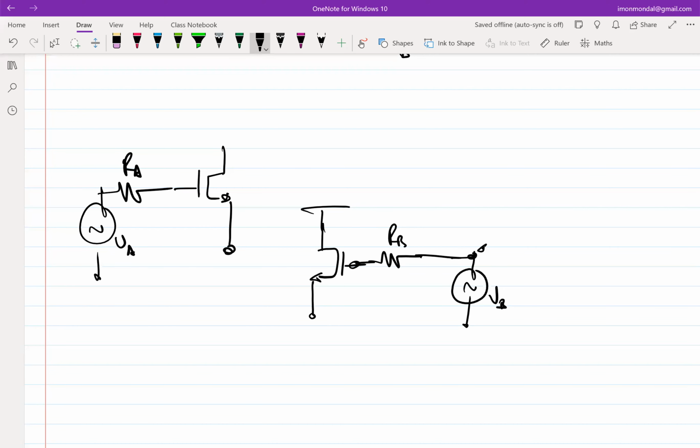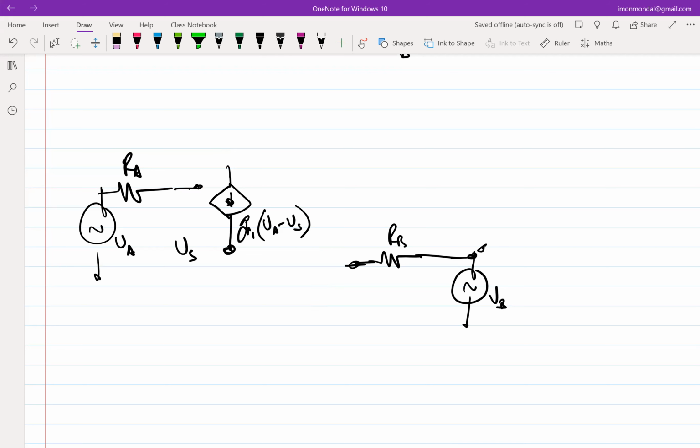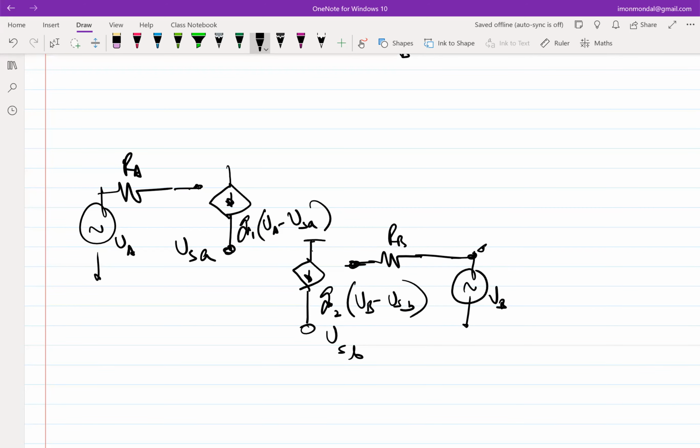So what should I do? Even though I'm drawing transistors, this is an incremental sense, so let me replace the transistor with the incremental model so that it makes more sense. Let's say this is Vs. So this is GM1 times Va minus Vs. And I replace this guy with this incremental model. This is shorted. Let's say this is also Vs, let's say VSB. So this is GM2 times VB minus VSB.